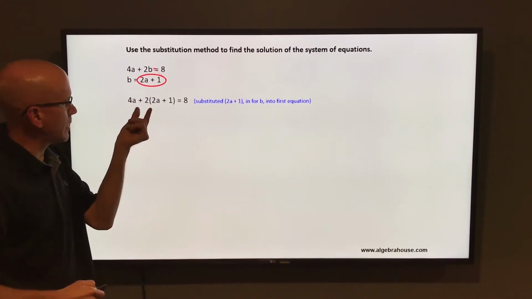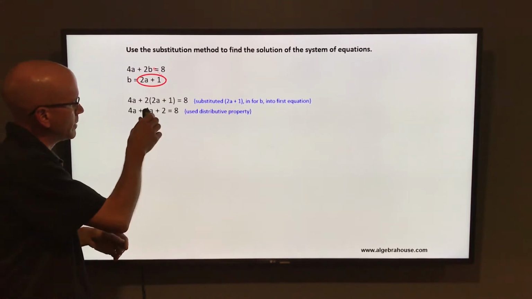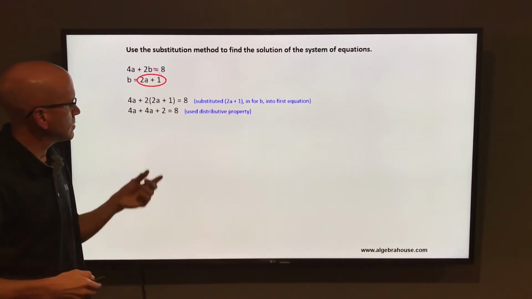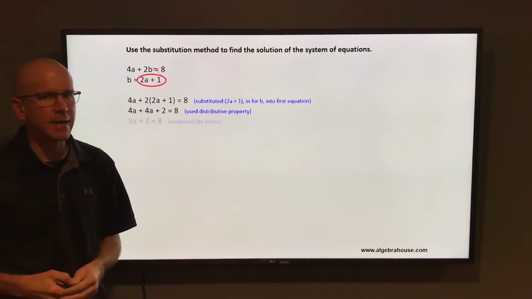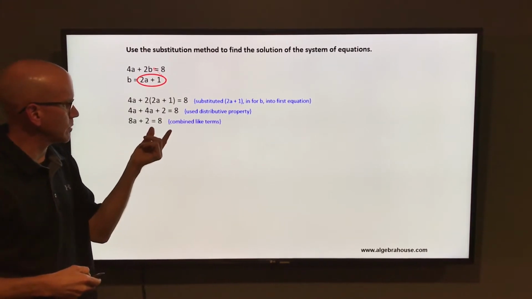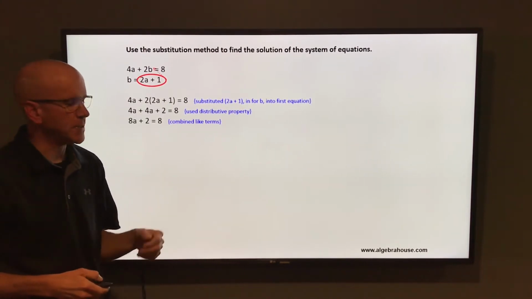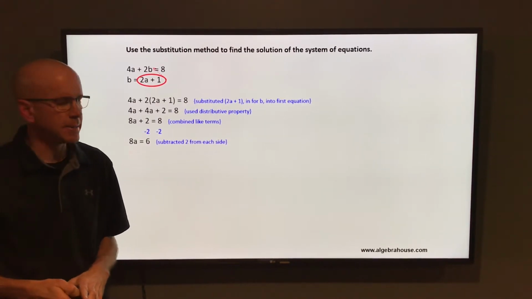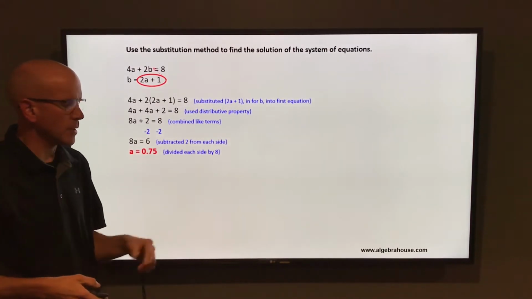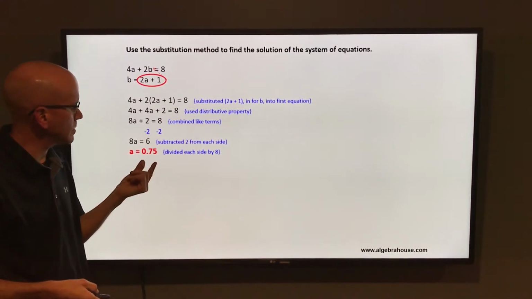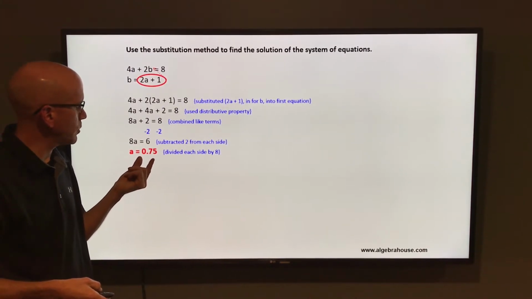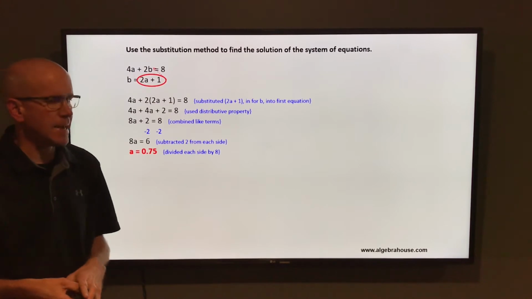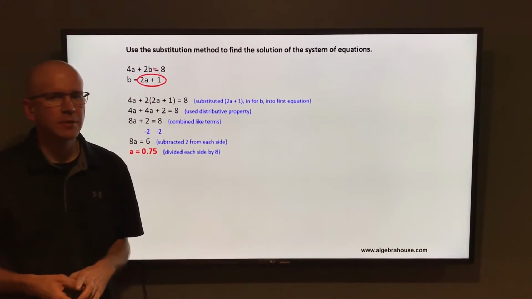Use a distributive property, take 2 times 2a, it's 4a, and 2 times 1 is 2. So 4a plus 4a, that is 8a. 8a plus 2 equals 8. Subtract 2 from each side. End up with 8a equals 6, and then divide each side by 8. A equals 6 over 8, that'd be 3/4 or 0.75. So a equals 0.75. That is the a coordinate of the point of intersection of these two lines.